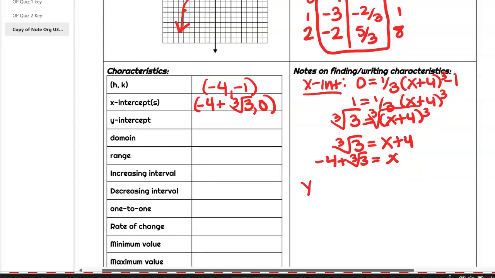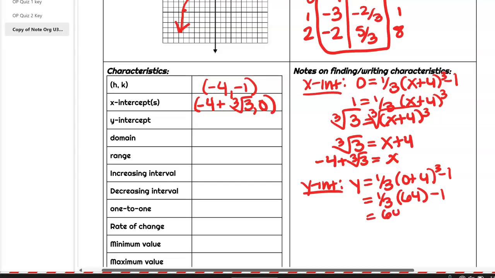For my y-intercept, I will set x equal to 0. So I'll have 1/3 multiplying 64 minus 1. So that will be 64 over 3 minus 1, which I'll think of as 3 over 3, which would give me 61 over 3 as my y-intercept.